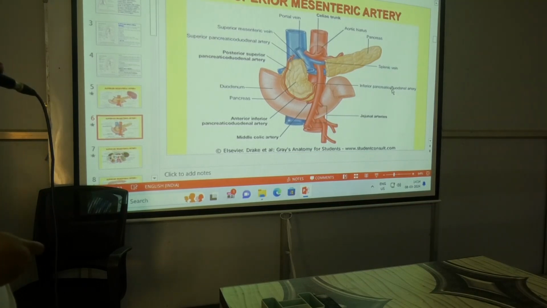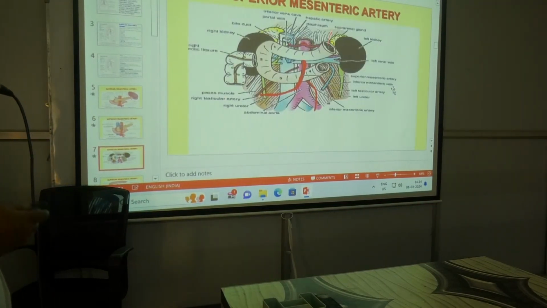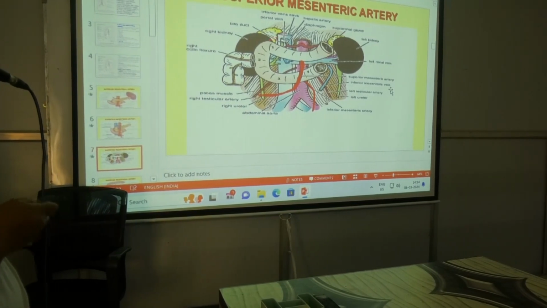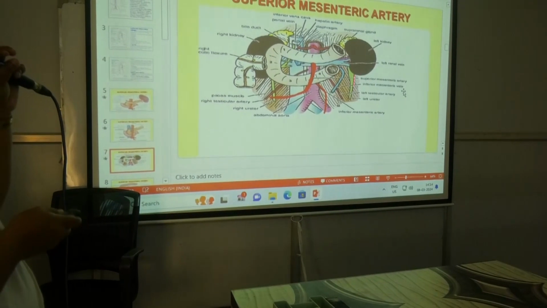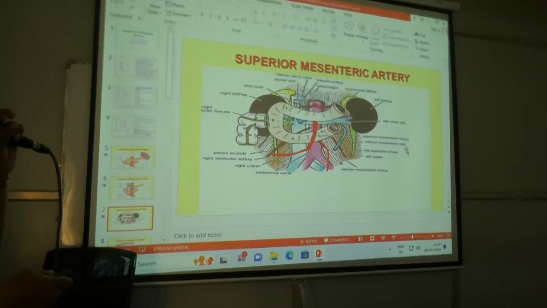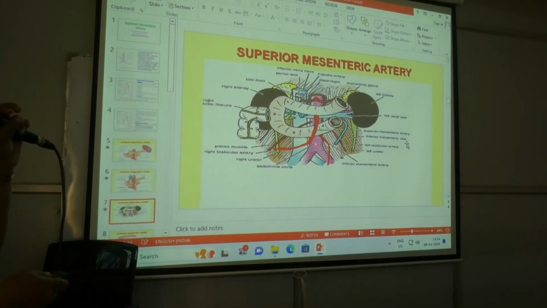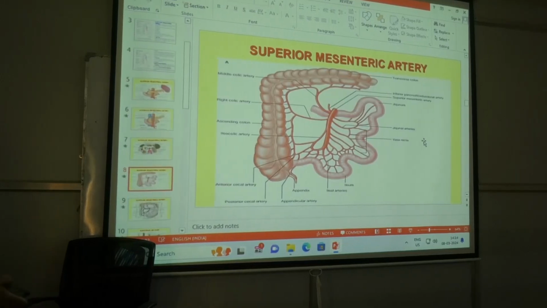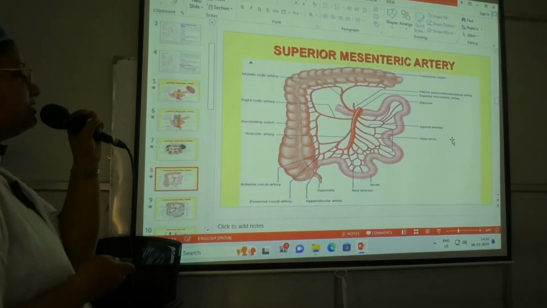Next, see, celiac trunk, different parts of duodenum, colon, two kidneys, suprarenal gland, ureter. This is the superior mesenteric artery and this is the inferior mesenteric artery. Next, see, these are the branches.